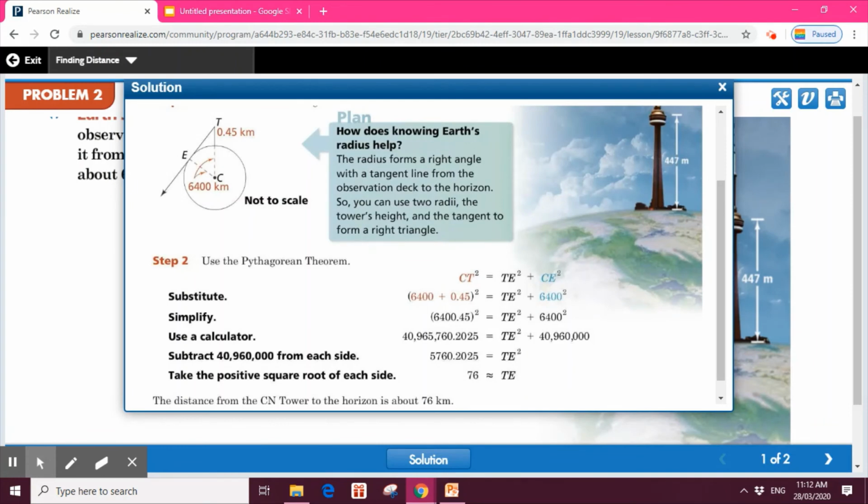So TE squared is equal to 5,760.2025. So what is the value of line segment TE? That is approximately 76 kilometers. So the distance from the CN Tower to the horizon is about 76 kilometers.